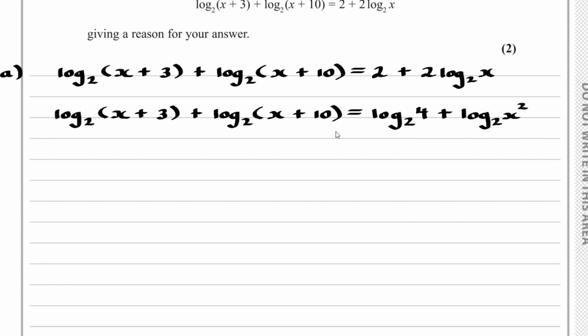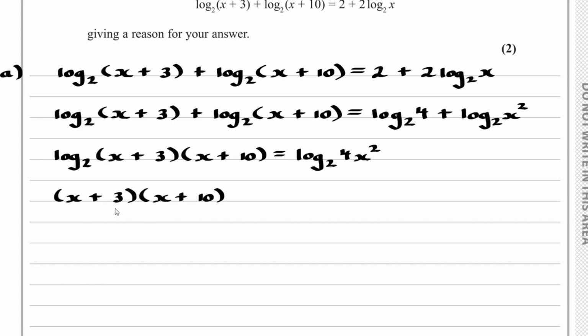If we simplify the left-hand side using the addition law of logs, we would have log base 2 of x plus 3 times x plus 10, and on the right-hand side, we would have log base 2 of 4x squared. And if we anti-log both sides of this equation, we will be left with x plus 3 times x plus 10 equals 4x squared. If I expand the brackets on the left-hand side, we will end up with x squared plus 13x plus 30, and on the right-hand side, we have the 4x squared.